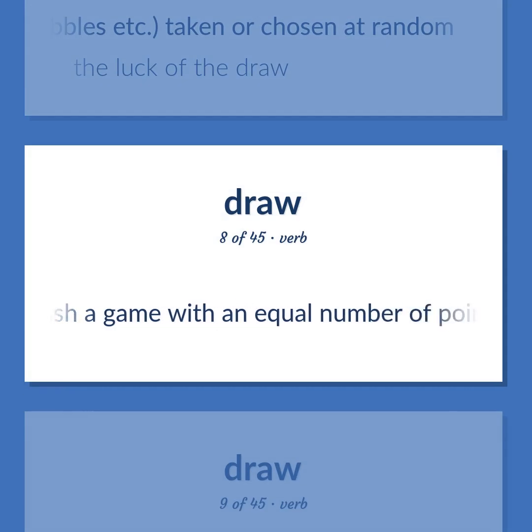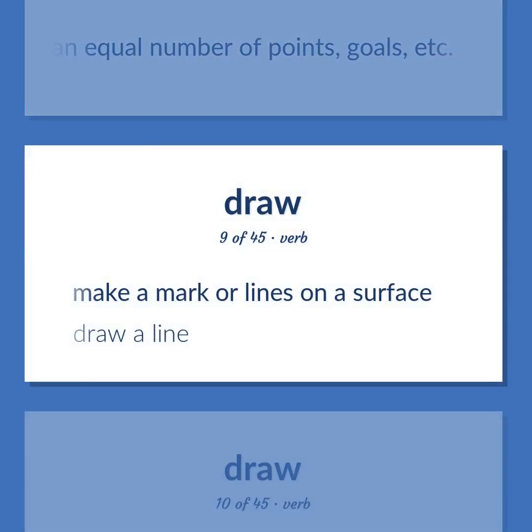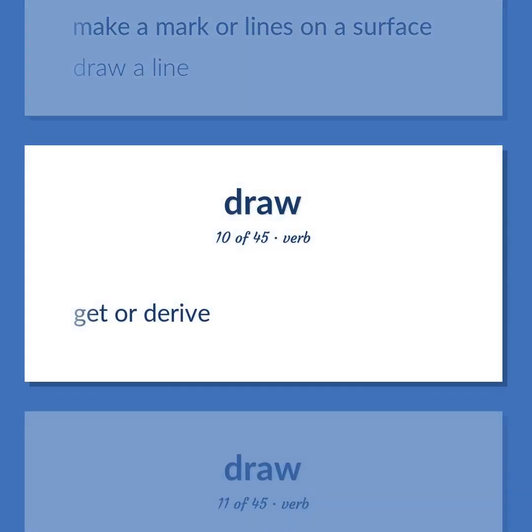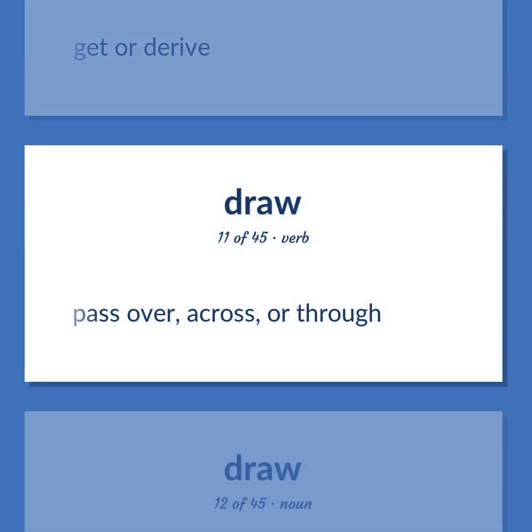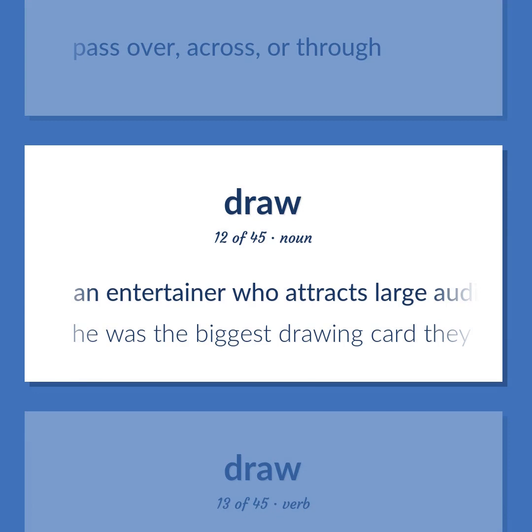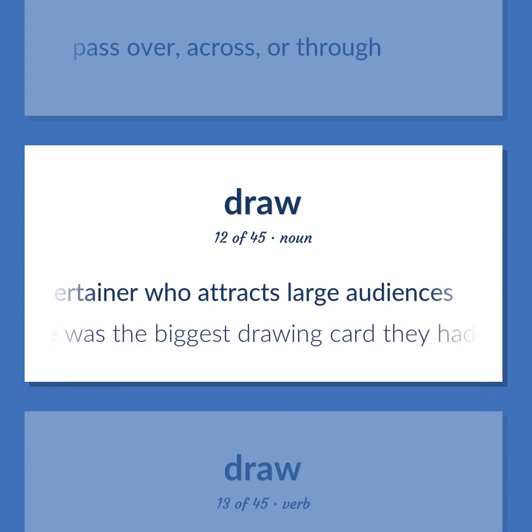Finish a game with an equal number of points, goals, etc. Make a mark or lines on a surface. Draw a line. Get or derive. Pass over, across, or through. An entertainer who attracts large audiences. He was the biggest drawing card they had.